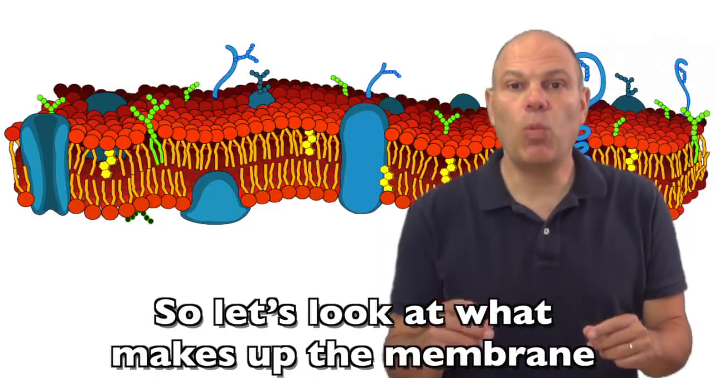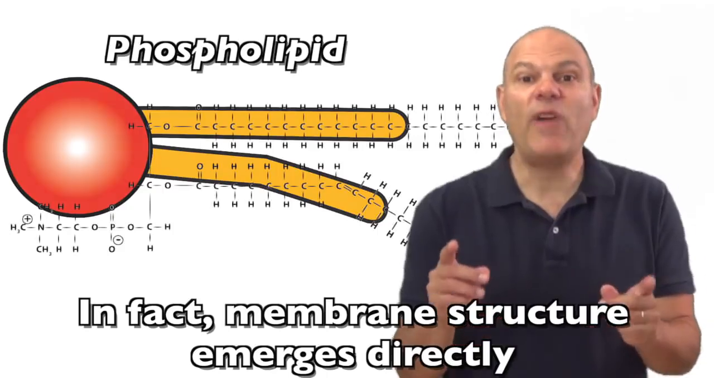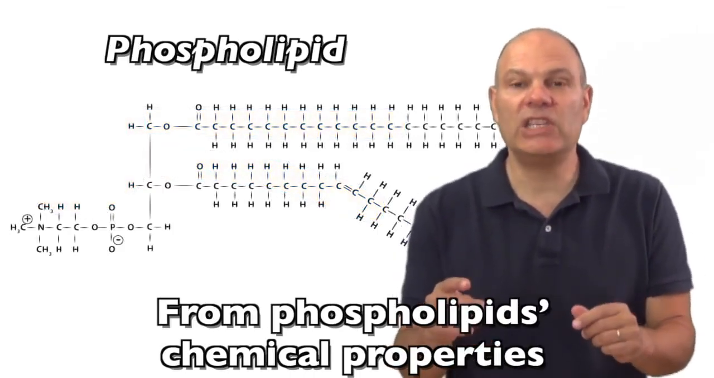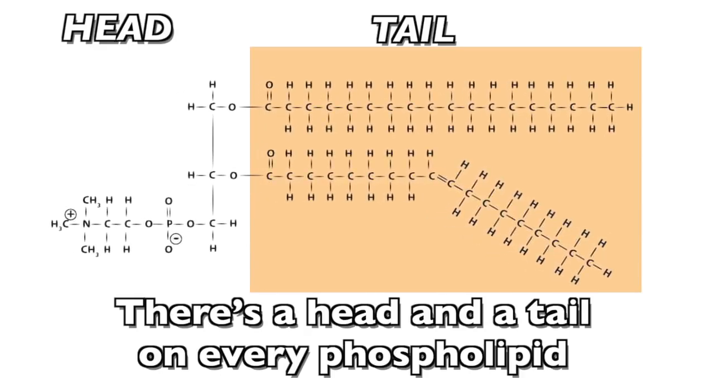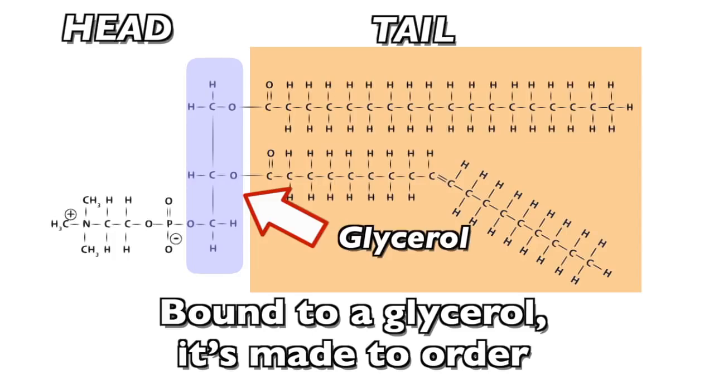So let's take a look at what makes up the membrane. Phospholipids rule in this domain. In fact, membrane structure emerges directly from phospholipids' chemical properties. There's a head and a tail on every phospholipid. The tail's 2 long-chain fatty acids bound to a glycerol.